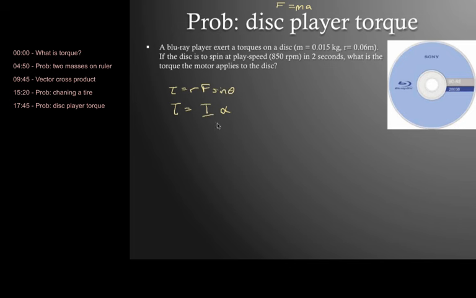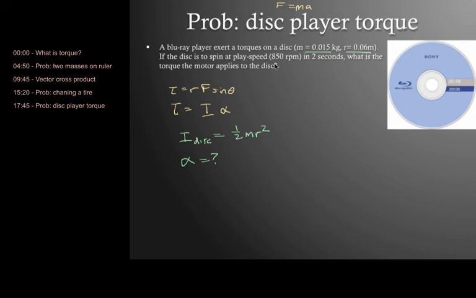So if we want to find the torque, we need to think about what is the inertia of the disc. And so for the Blu-ray, we're just going to say it's a cylinder, just to make things easy. And so that's 1/2 mr squared. So we can plug in R, which is this, we can plug in M, and then find our moment of inertia of this Blu-ray disc. Now we need to find alpha.